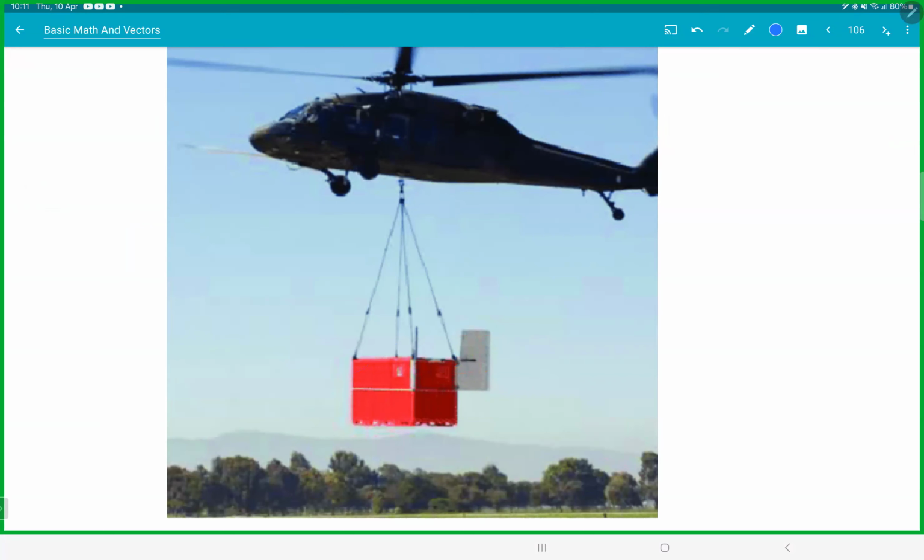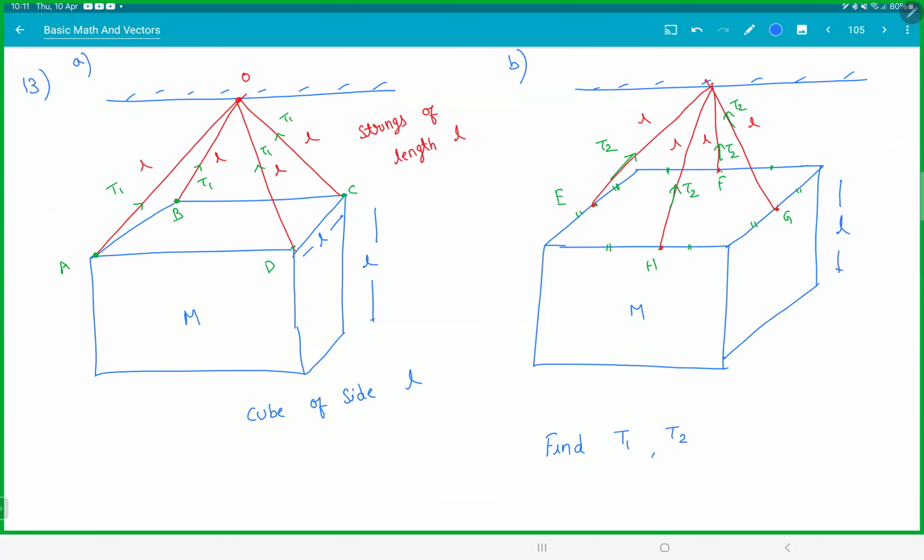Normally the first is the most stable way. This second one will actually start rotating, so people don't tie like this normally. But let's see what the tension will be if you have done it this way. All strings are length L. The cube is also length L.